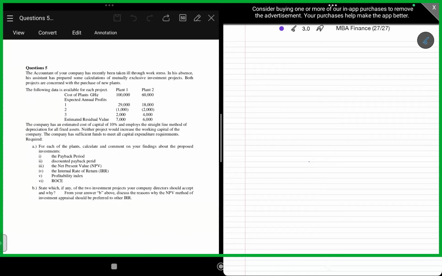For each of the plans, calculate and comment on your findings about the proposed investment: the payback period, discounted payback period, the net present value, the internal rate of return, the profitability index, and then ROCE.